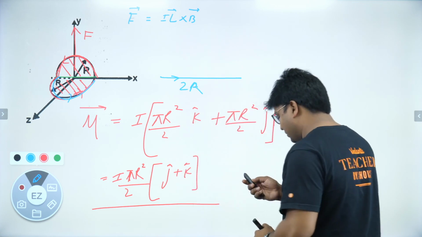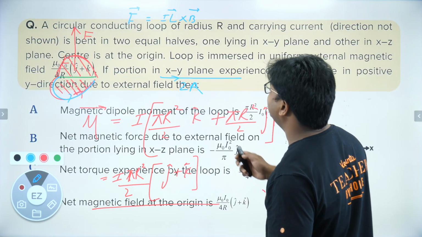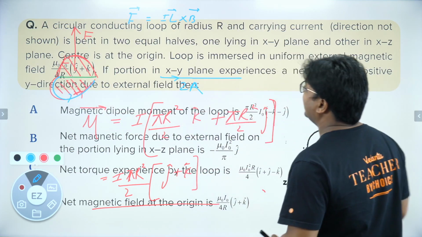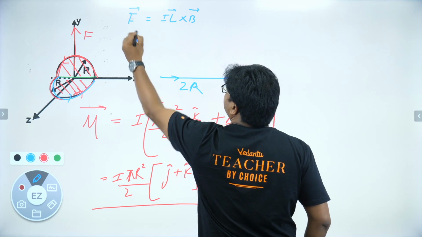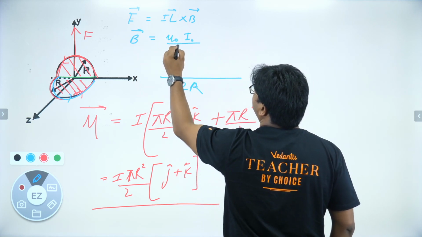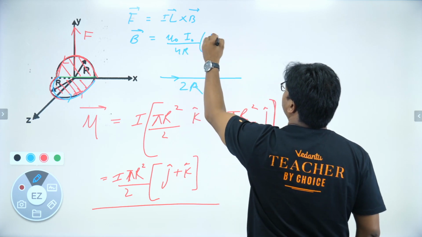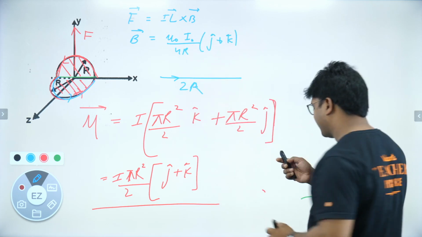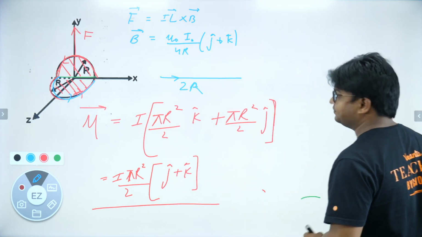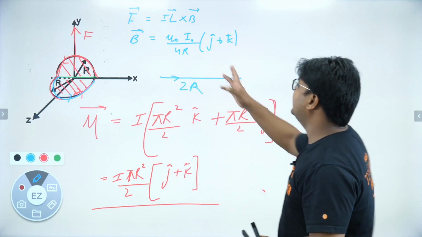So the B given was, let me just go back and have a look at B. The B was mu naught I naught by 4r (j plus k). So I'll just write it here. B given to us was mu naught I naught by 4R (J plus K). Let me just check whether I have copied it correctly or not. Mu naught I naught by 4R (J plus K). Yeah. All right. So magnetic field has two components.